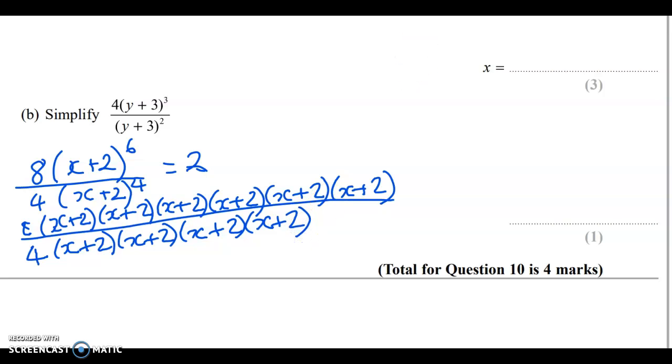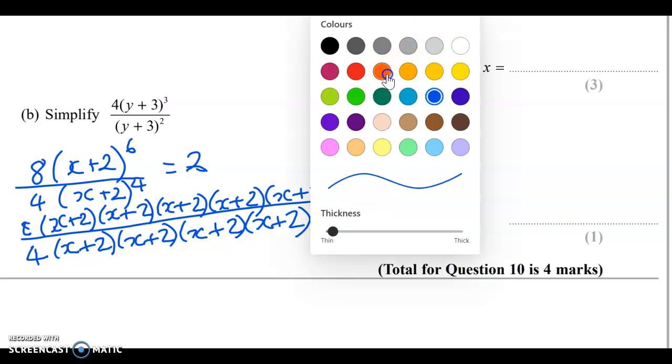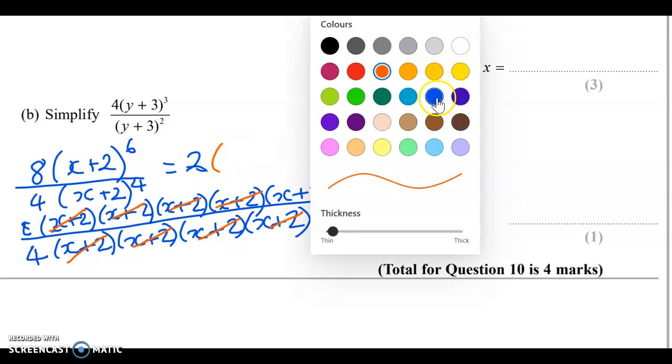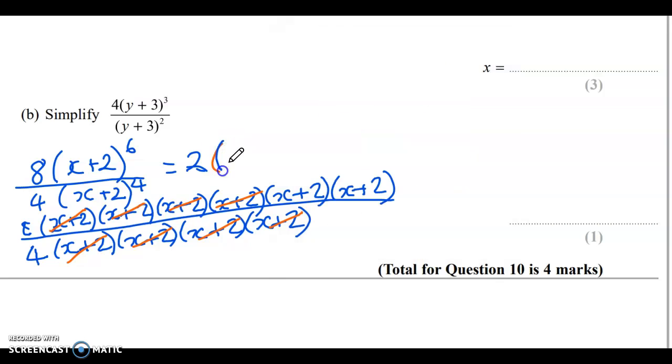So what you can see here is I can cancel down this one with this one, this one, this one, this one with this one, this one with this one. So I end up with these two on the top, and that would be my x plus 2, and it would be squared. So in other words, I take away the powers when it's division.